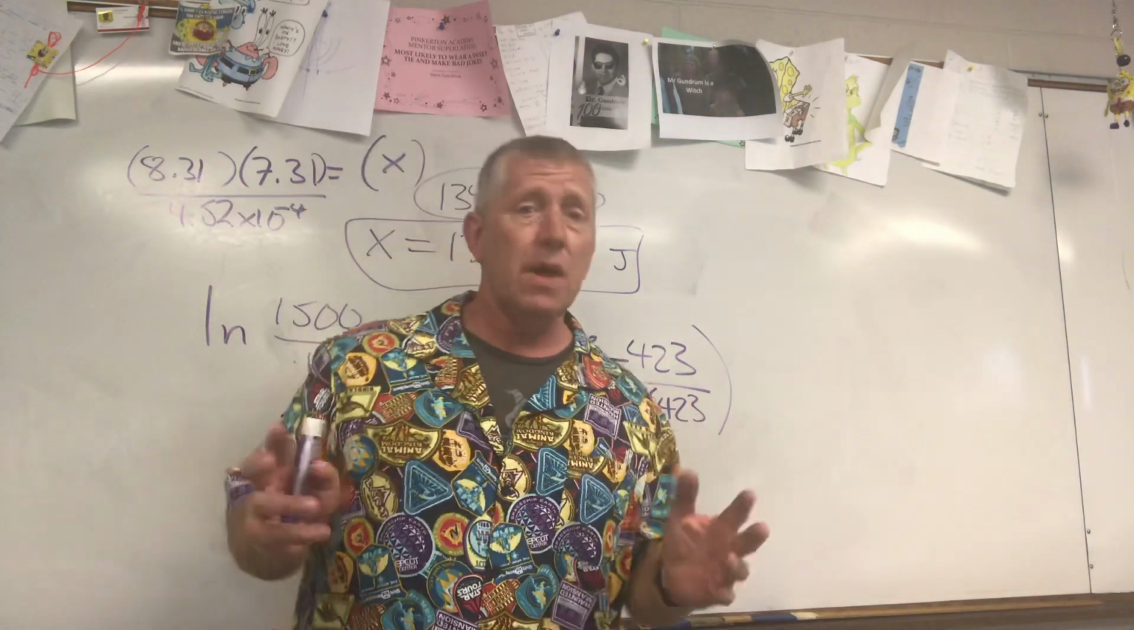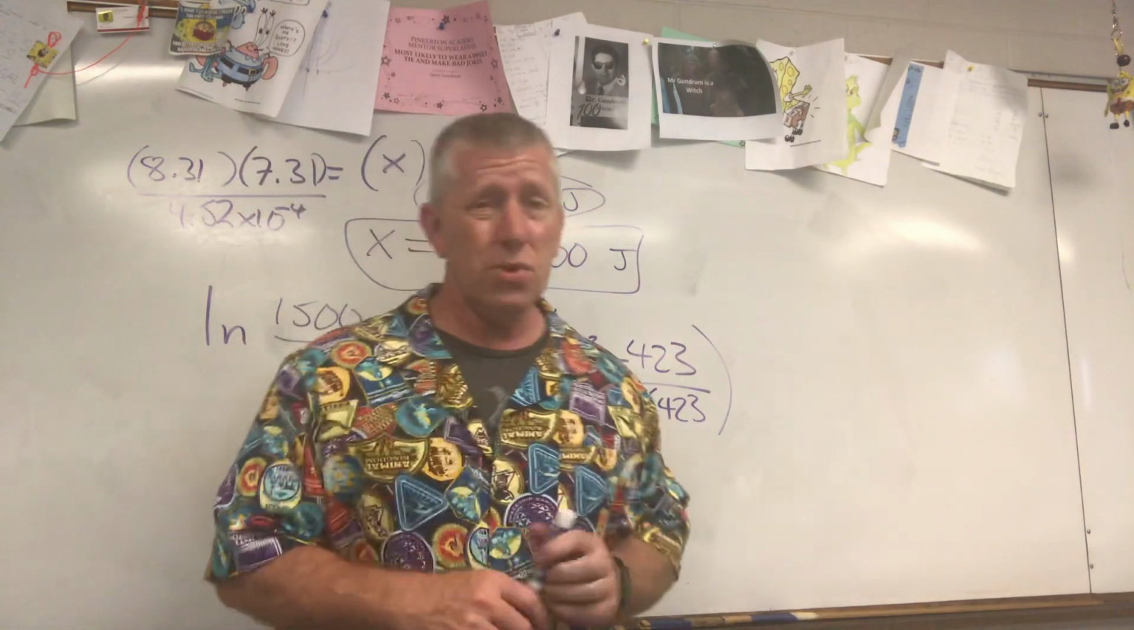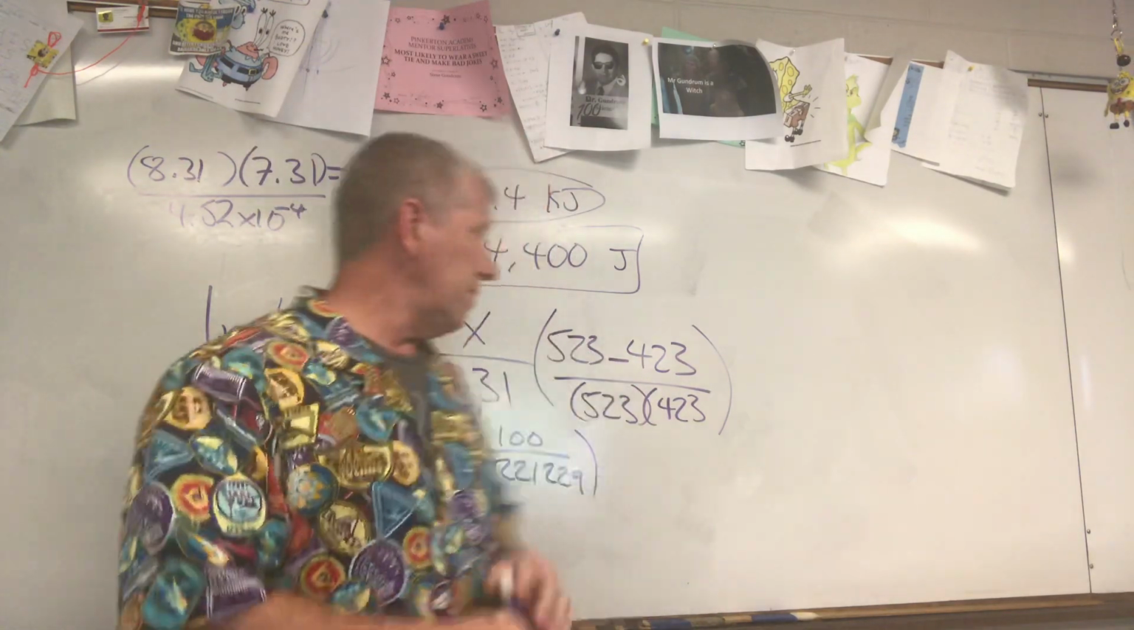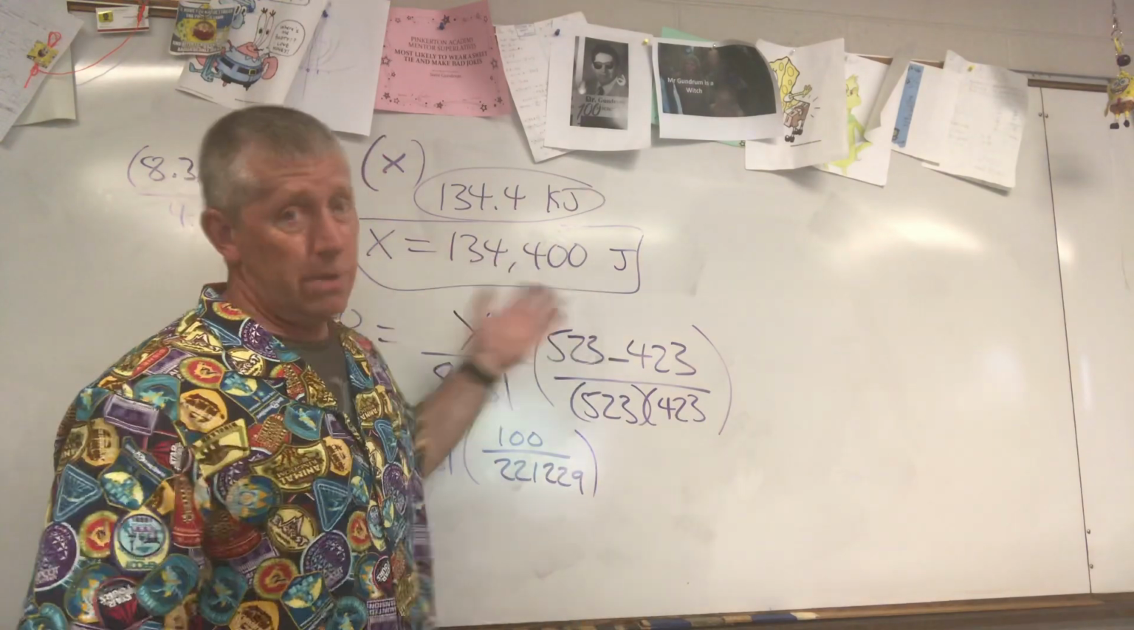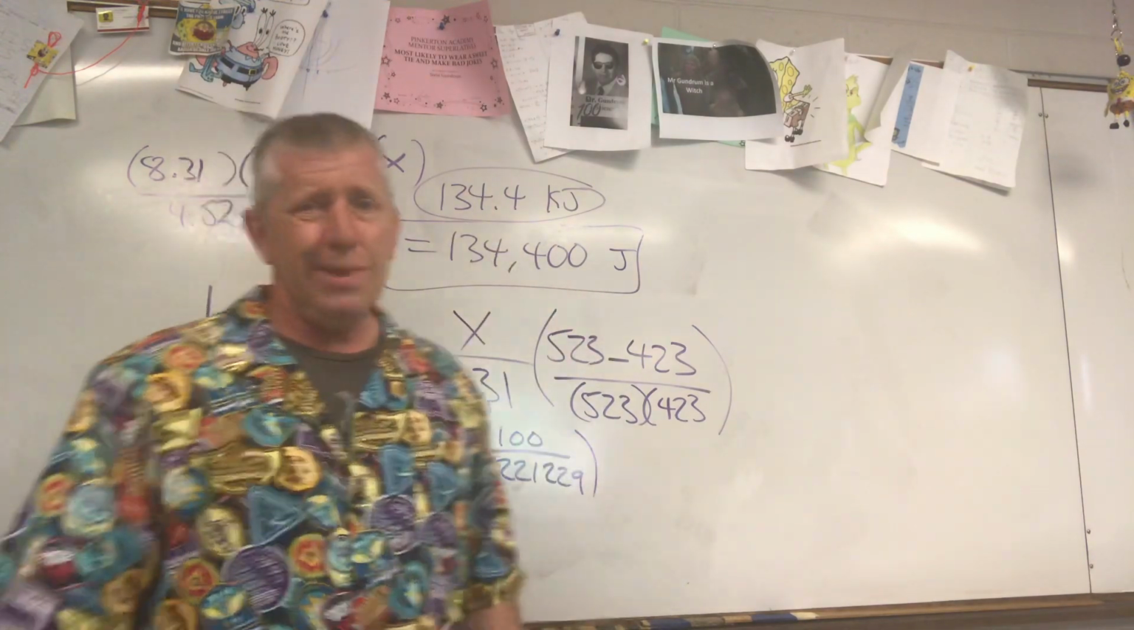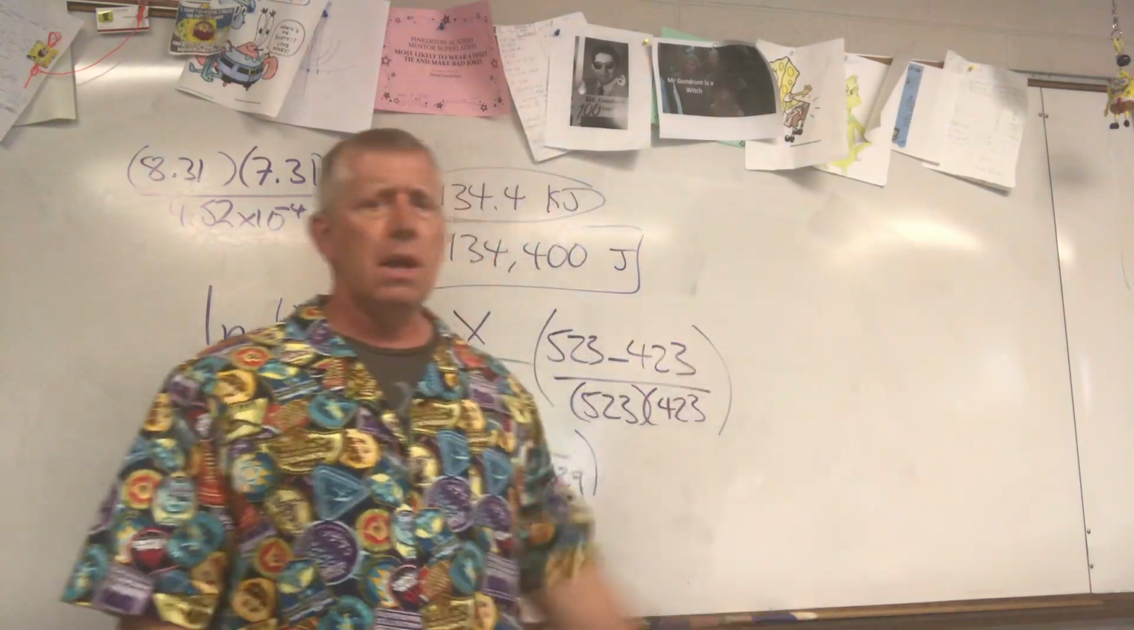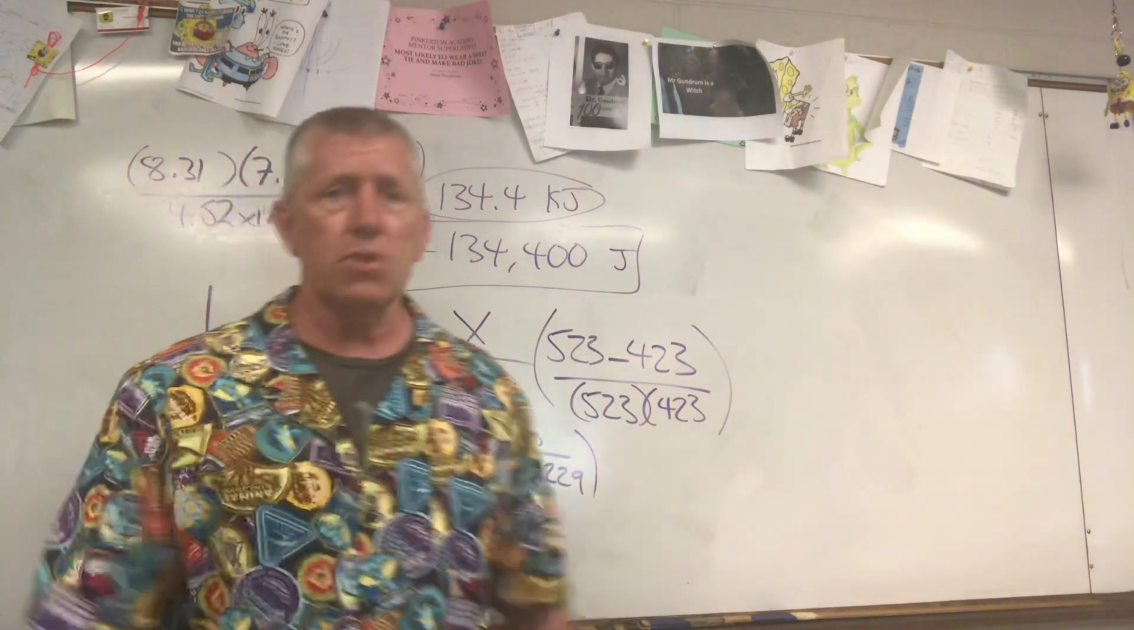It's a big number, it is, because a joule is very small. Remember the joule? It's very small. So it looks like a big number, 134 kilojoules. Not so bad, not so bad, because the joule is such a small unit for energy.